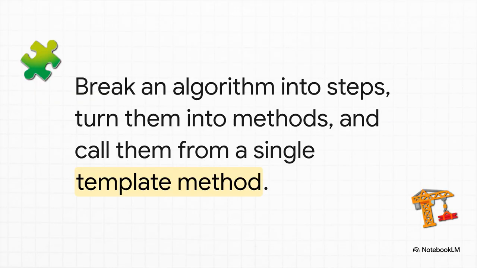So how does it actually pull this off? It's pretty clever. You take your big algorithm and you break it down into a series of smaller steps. Each of those steps becomes its own method. Then, you have one single template method that calls all of these little step methods in the right order. And that template method is the part that's set in stone. It's kind of like the Hollywood principle: Don't call us, we'll call you. The base class is the director, and it calls on the subclasses' methods only when it needs them.